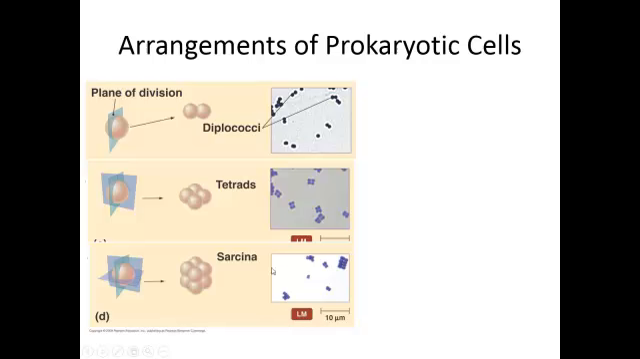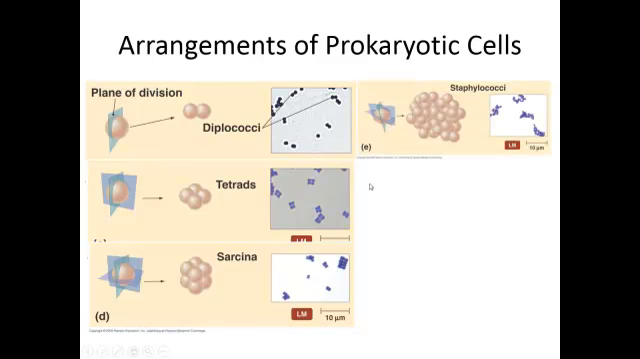Now, the last one for cocci would be staphylococci. That's where you're dividing in these multiple planes hanging together so that you form these large grape-like clusters. Staphylo is Greek for grape-like, so we get grape-like clusters.